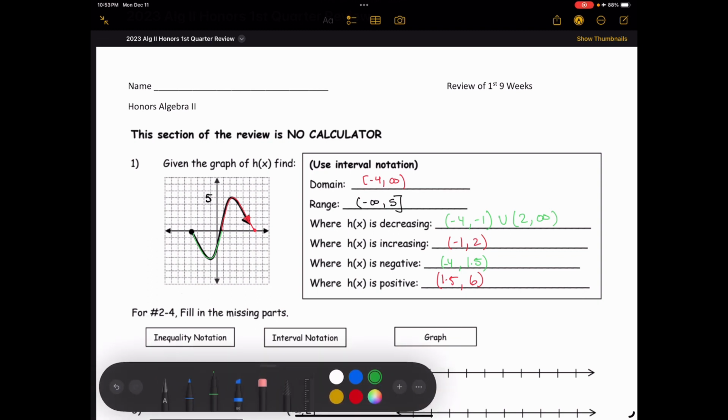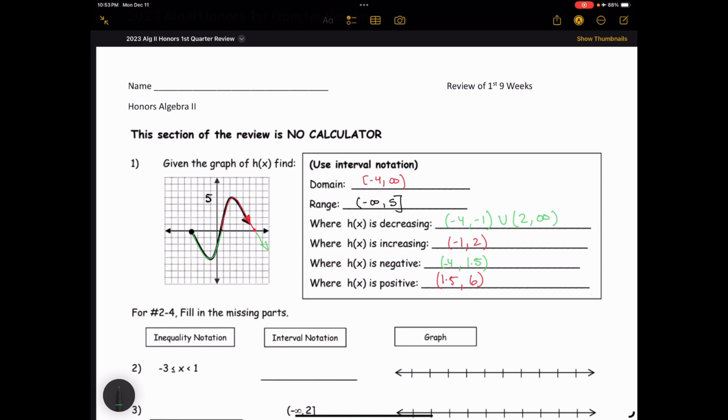And from 6 and beyond, it's the other section that is negative, because it dips below. So 6 to, in terms of x, we're going towards infinity.